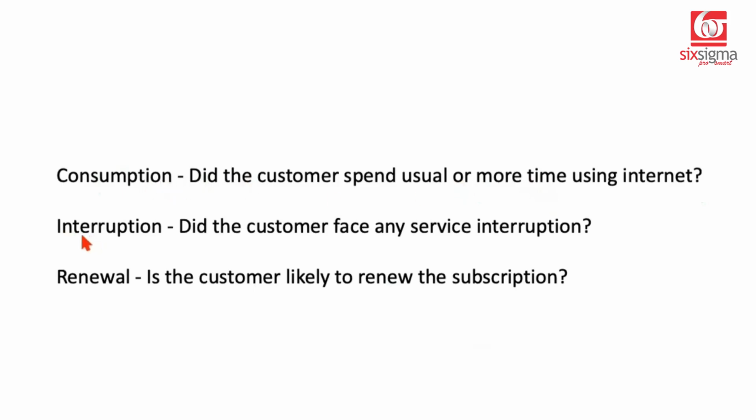Then the second piece is interruption. So did the customer face any service interruption? If there was an interruption, most likely we would have received a complaint or request to solve that problem. And finally, this is the column which we want to predict. We want to predict the renewal based on the consumption and interruption history. We want to predict if a customer is likely to renew for the next month or not.